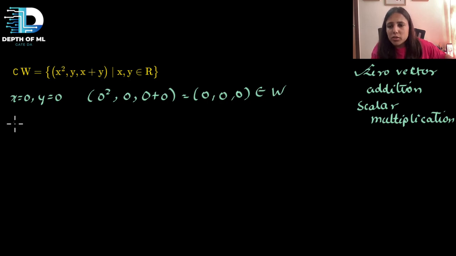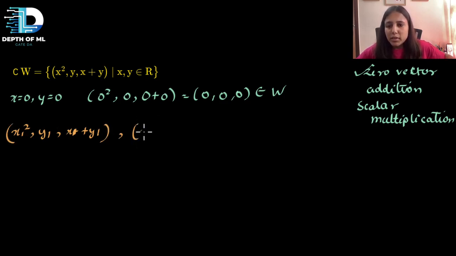Now let's do the addition. So let me take x1 squared, y1, x1 plus y1 to be the first vector that belongs to W, and then let me take x2 squared, y2, x2 plus y2. This also belongs to W. Okay.